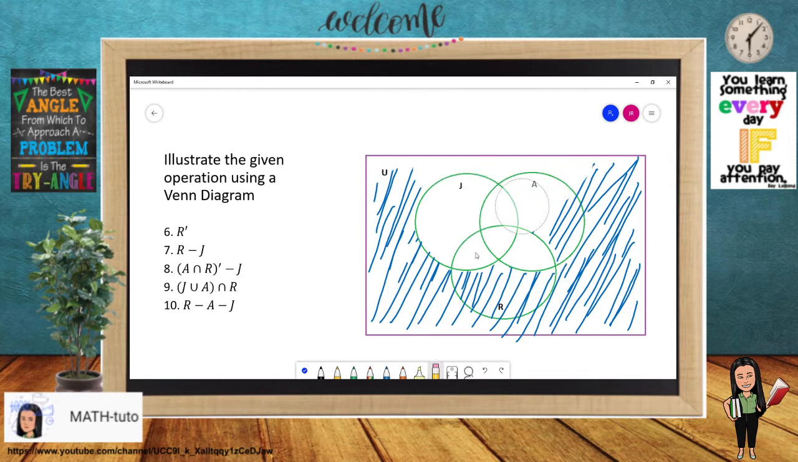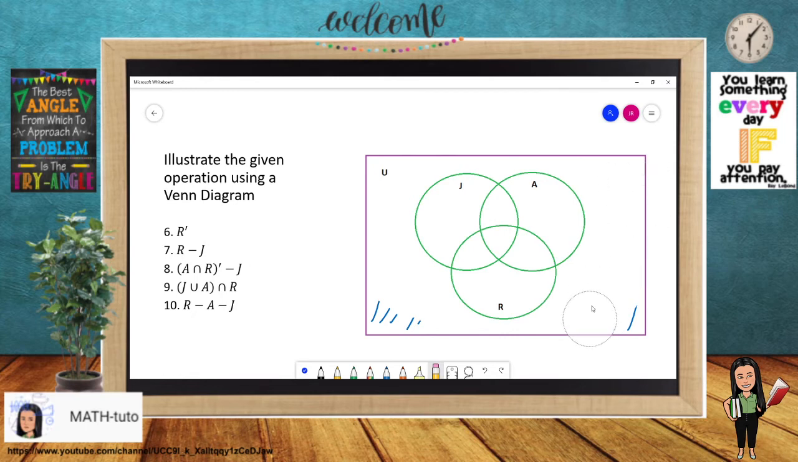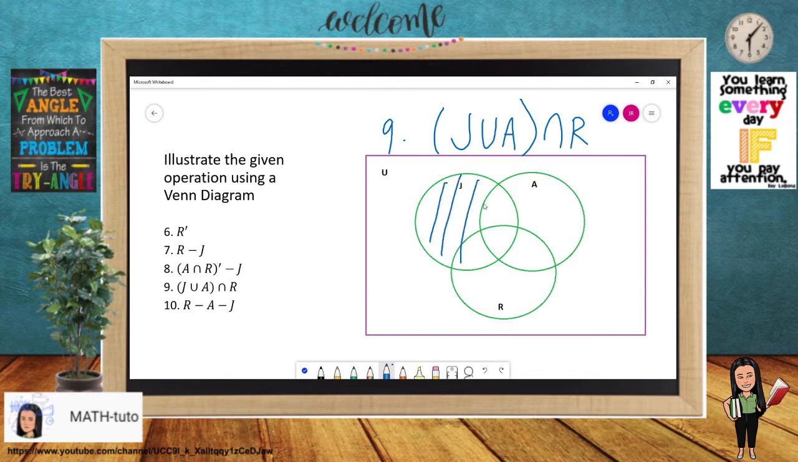Next, number 9. Number 9, we have J union A intersection with R. J union A, ito yun. Intersection of J union A with R is only this part. Tanggalin na natin to. Oops. Yan. Ito na lang ang naiwan. Ito, yung nasa baba. That is the intersection of R with J union A.